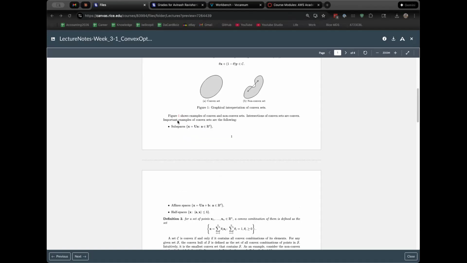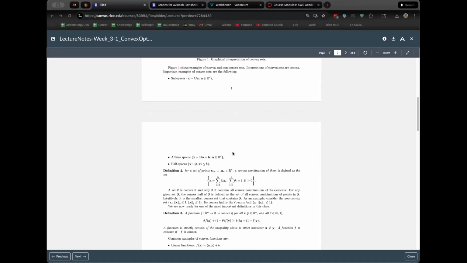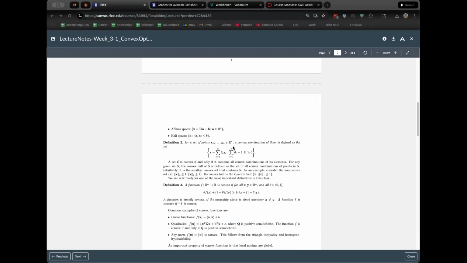So these are examples. It's good to have some examples in mind when people are talking about these abstract definitions.